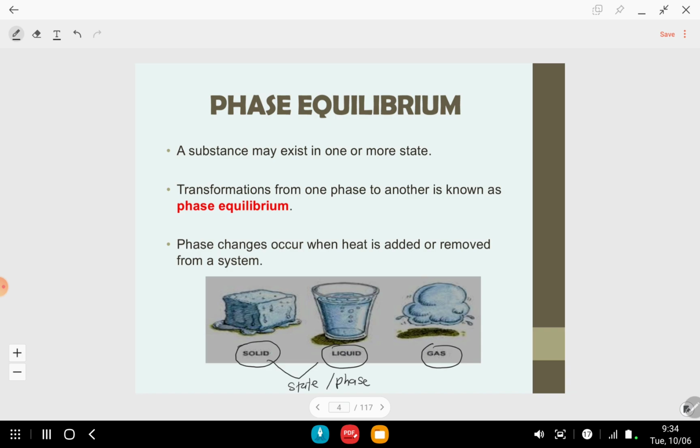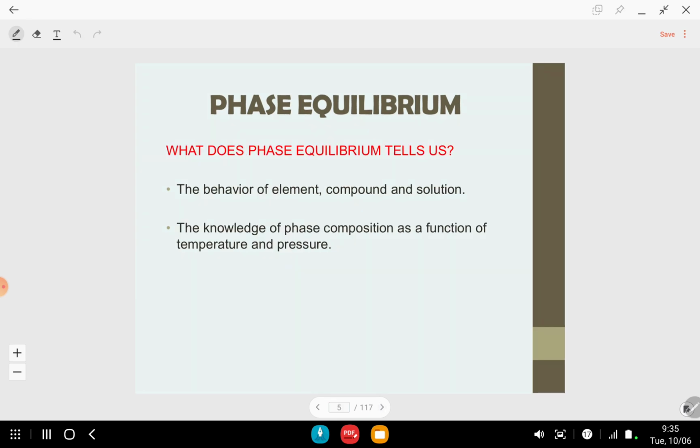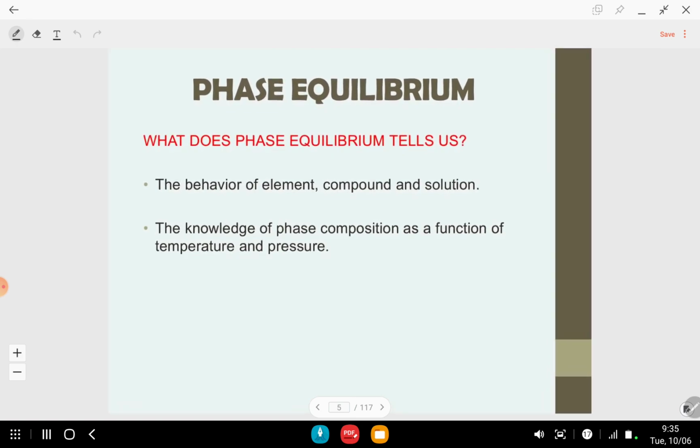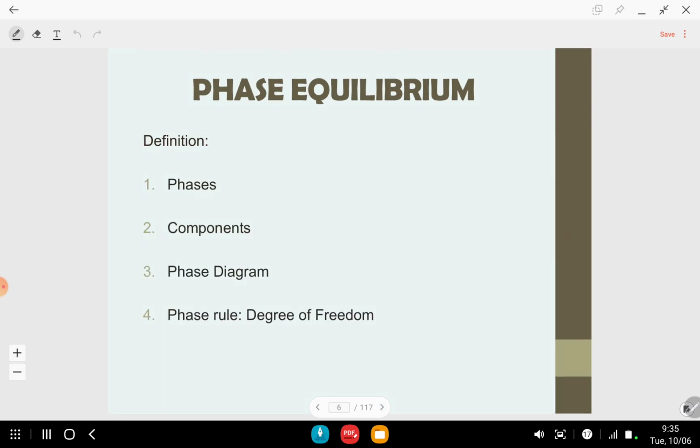For example, solid to liquid. Here we need to identify what process occurred, and the transition between solid and liquid we call phase equilibrium. Now, what does phase equilibrium tell us? From phase equilibrium, we can determine the behavior of the element, the compound, and the solution. So we look at the definition for each of these items: phases, components, phase diagram, and also degree of freedom.